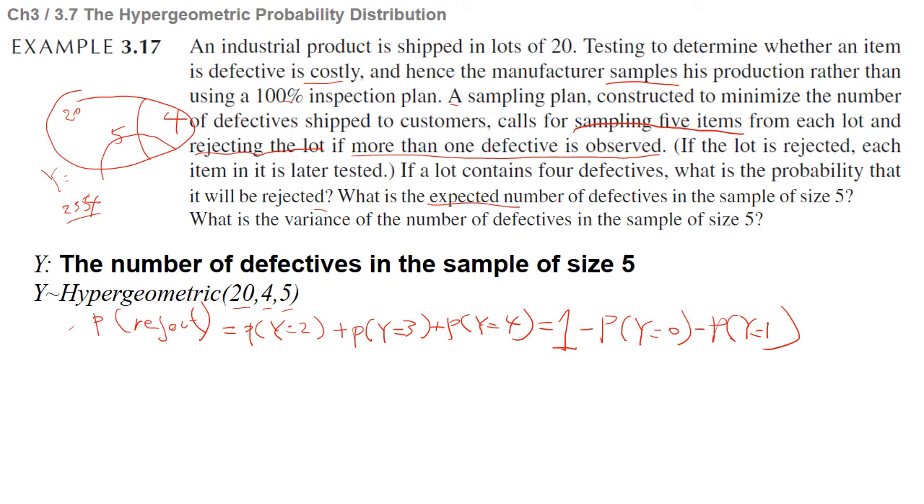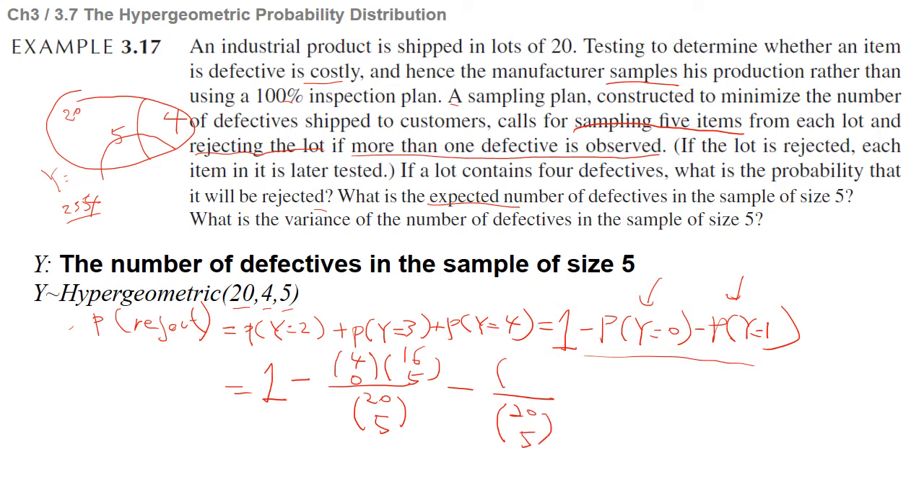Which one do you prefer? You can solve it the way you'd like, but probably this is a little bit easier because you only need to calculate 2 hypergeometric probabilities. So it would be 1 minus: we are choosing 20 choose 5, and among 4 defectives you choose 0, and among 16 normal you choose 5, which is Y equals 0. And for Y equals 1, 20 choose 5, among 4 defectives you choose 1, and among 16 normal you choose 4. Okay, so this is the probability. You can calculate it with your calculator.